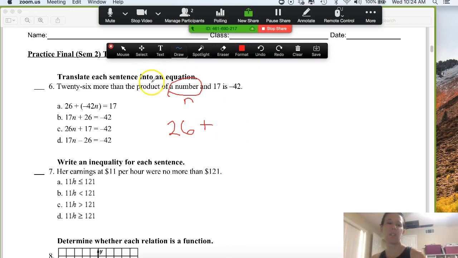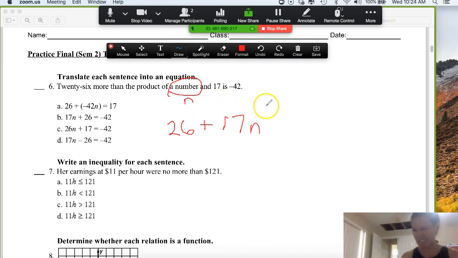So this is just testing to see, do you understand what product means? So the product of a number and 17. So I'm going to go 17 times the number. And I wrote the 17 first because it's easier to write 17n than n17. That looks weird. So 17 times n is. What does the is mean? Equal to. Yeah, is negative 42. So just write out how it reads.